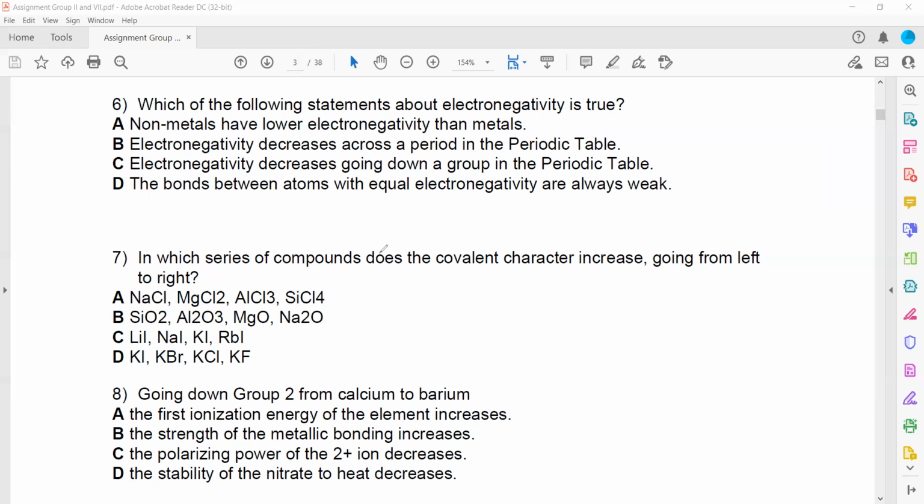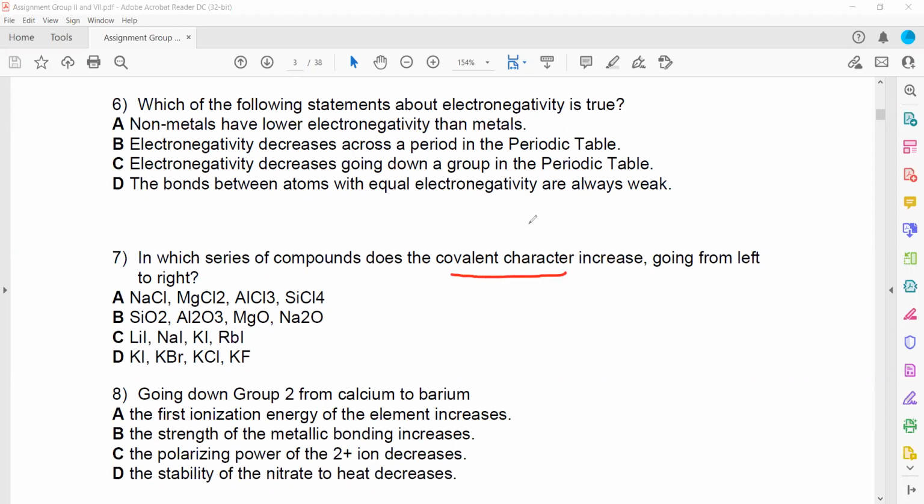In which series of compounds does the covalent character increase? The covalent character here refers to the one which will have a greater difference in electronegativity will form ionic. So when we check the options, we have sodium chloride, magnesium chloride. So we want covalent character.